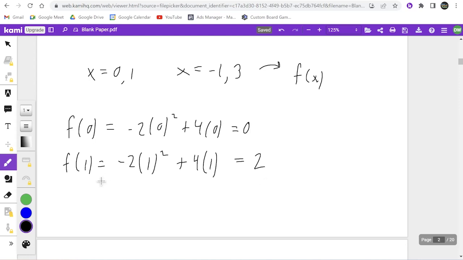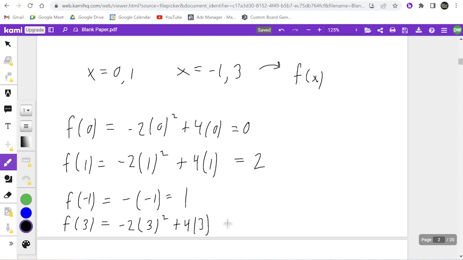Next, let's try -1. Remember, -1 is the less than 0 case, so I have to use the function -x. -1 gives me actually +1. And then the very last number I'm going to plug in is 3. And 3 again is greater than 0. So it's going to be -2 times 3 squared plus 4 times 3.